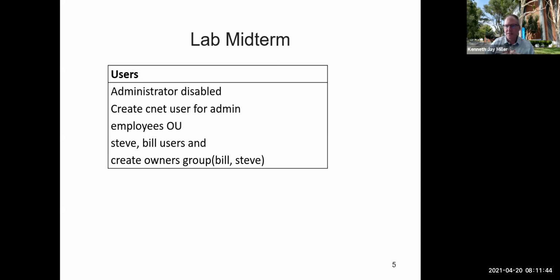So if we can change it to something else, you know, CNET, or even admin, sometimes they'll just shorten it to admin, or they'll use the server technician's user account, or they'll create a separate account just for that, just for security. Because if you don't know what door to knock on, it's kind of hard to pick the lock, right? So we had to do that. And then create the employees OU, and then Steve, Bill, and the owners group need to be inside of the employees OU. All right. And if you did that, that was, I believe, 5 points.